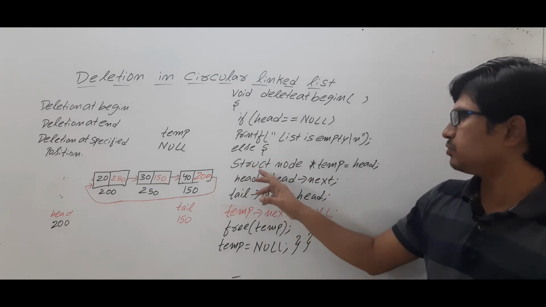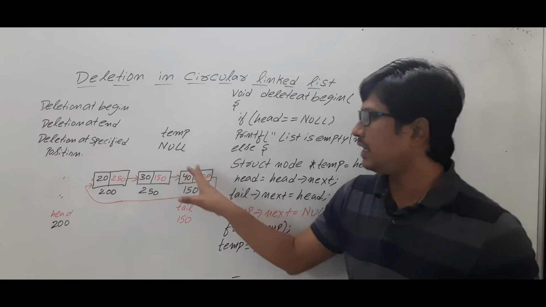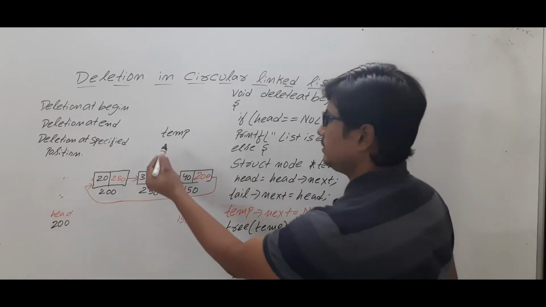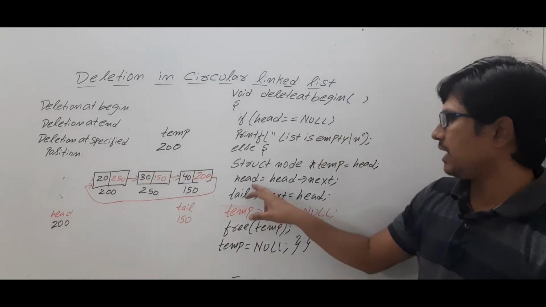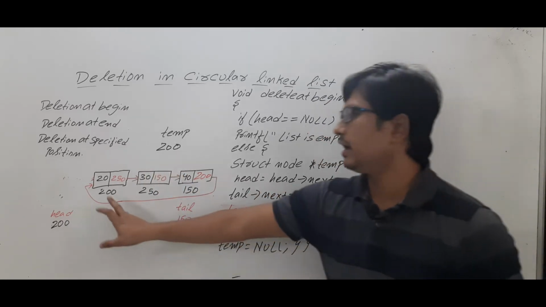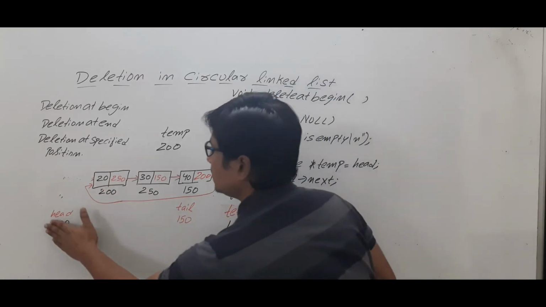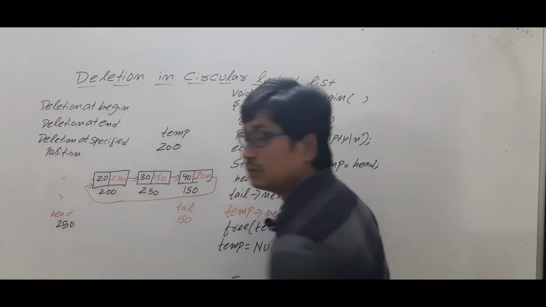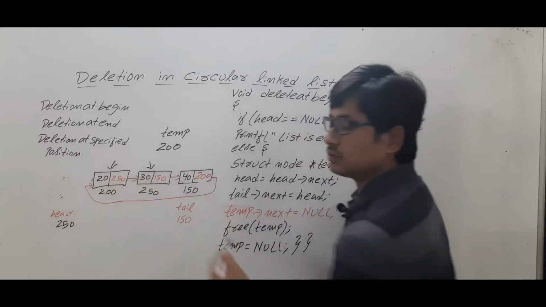Now what are the steps we are doing? Struct node star temp is equal to head. Now temp will consist of 200. Okay, is it clear? Then head is equal to head of next. Head is 200. 200 next is 250. That you are assigning to the head. Now head is pointing to this node. Temp is pointing to this node.